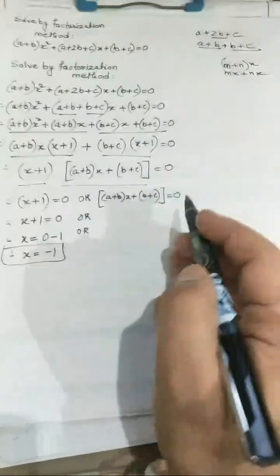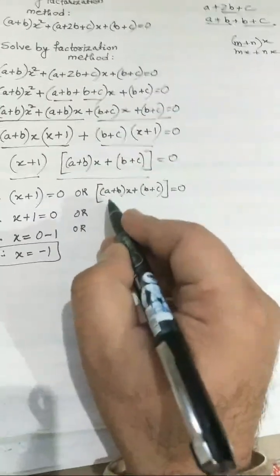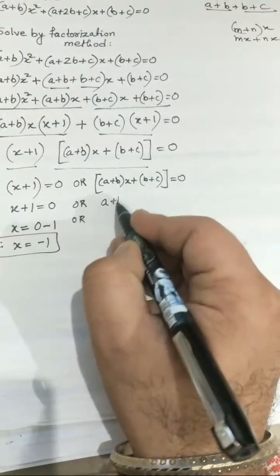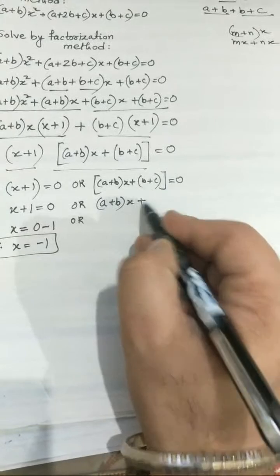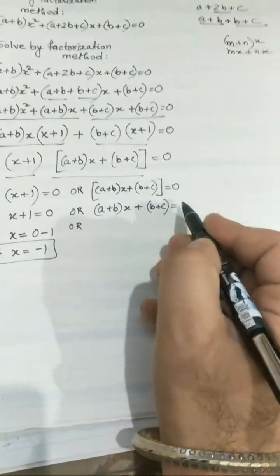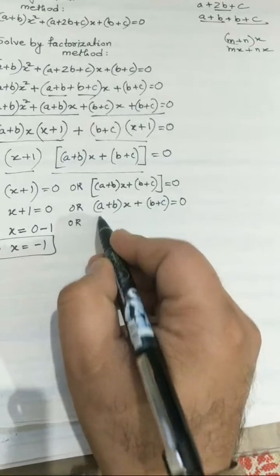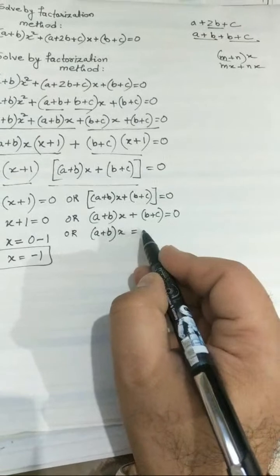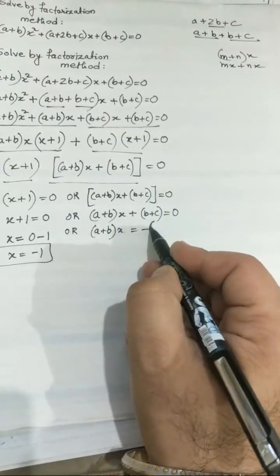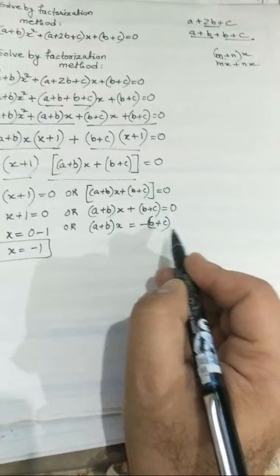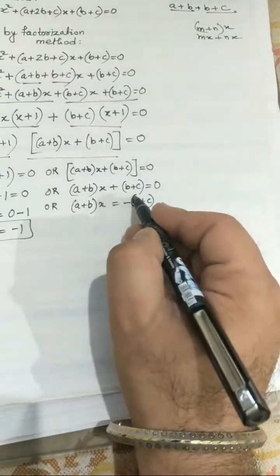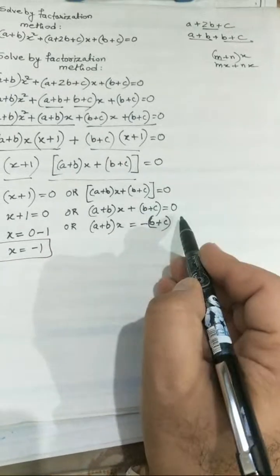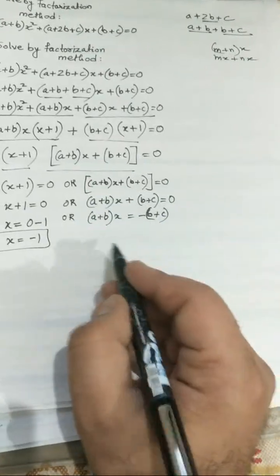Now let's deal with this part. Let us expand it: (a plus b) into x plus (b plus c) is equal to 0. So you can say that (a plus b) into x is equal to, taking this whole bracket to the other side, you are left with minus (b plus c). So (a plus b) into x is equal to minus (b plus c).